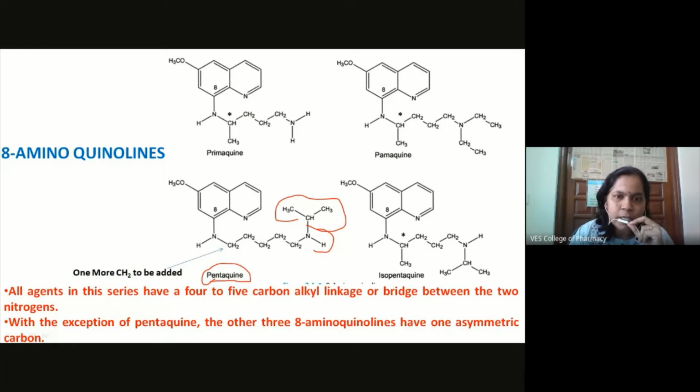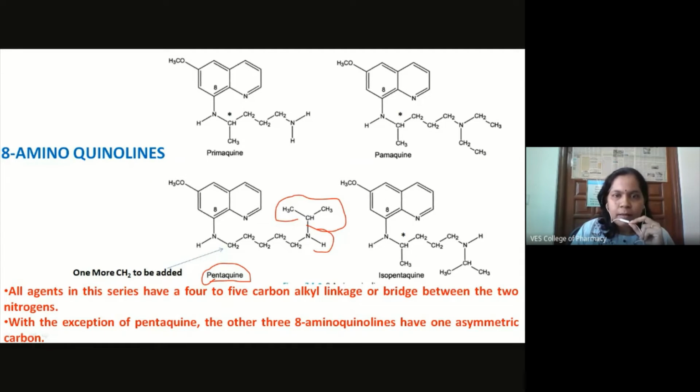I'll make that change when I share the PPT once again. There should be 5 carbons between the 2 nitrogens. Okay, that is why it is called pentaquine. 5 carbons are there, so one CH2 is missing from here. So you just have to add one CH2. Even in isopentaquine, you have the 5 carbons. The only thing is it is a branched compound, or you can say a branched chain is present. So it's isopentaquine. Okay, you have an isopentyl group. That is why it is called isopentaquine in the case of the drug.